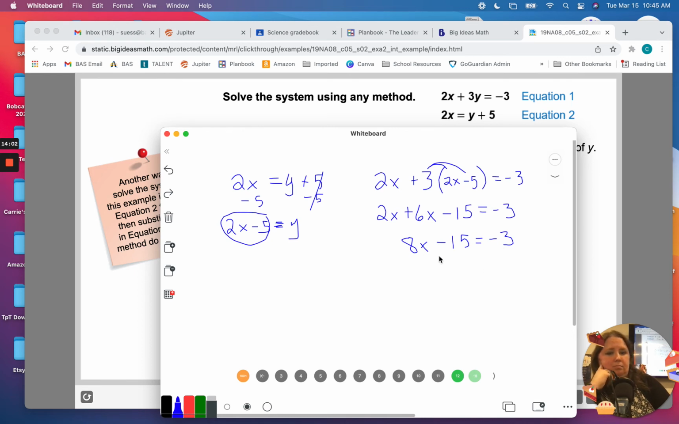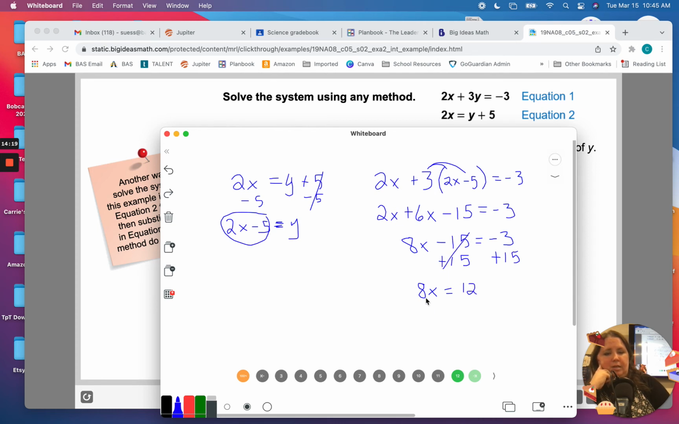Next step, put the 15 over, so you're going to add it because it's a subtraction. What is negative 3 plus 15? So I bring down my 8x equals 12.